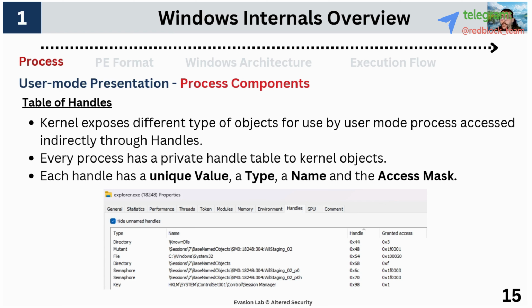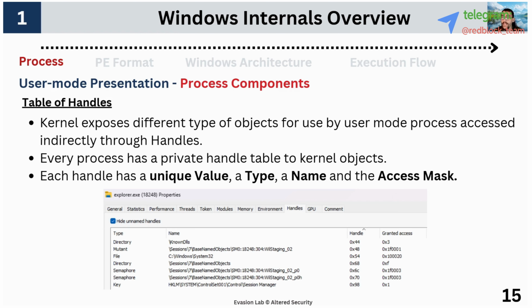The third attribute is the name. Some kernel objects can have a name. And the fourth attribute is the access mask, which defines the permissions and access rights the handle grants. This ensures that processes can only perform operations they are explicitly allowed to do.